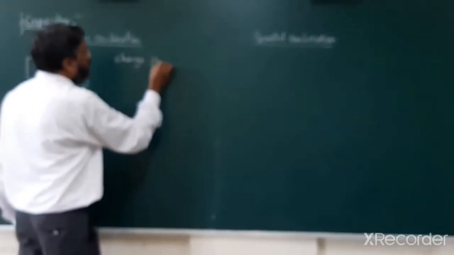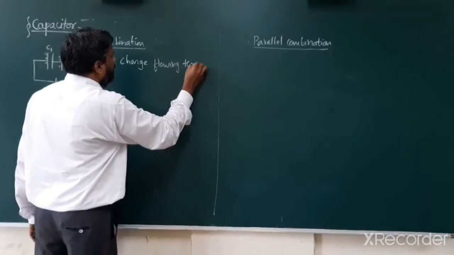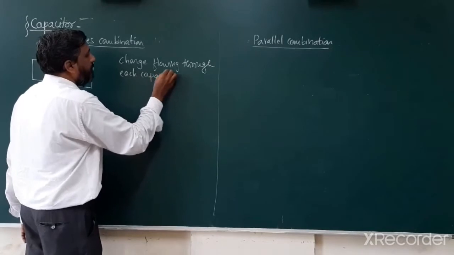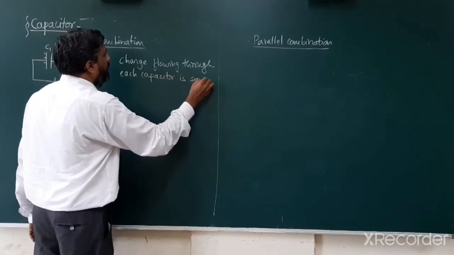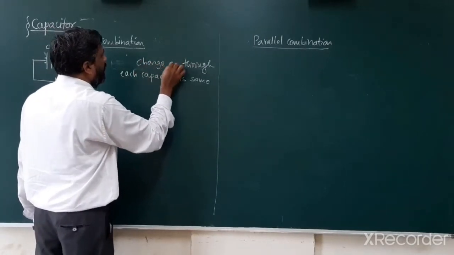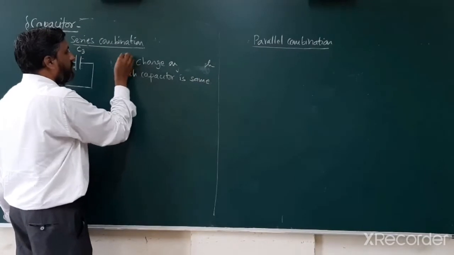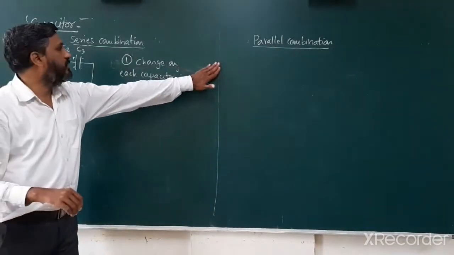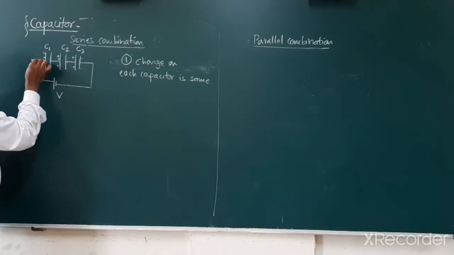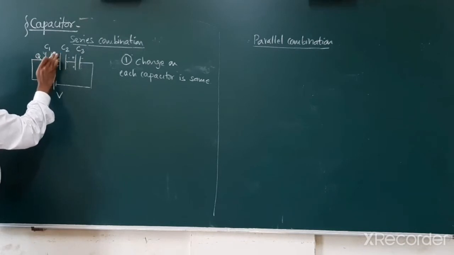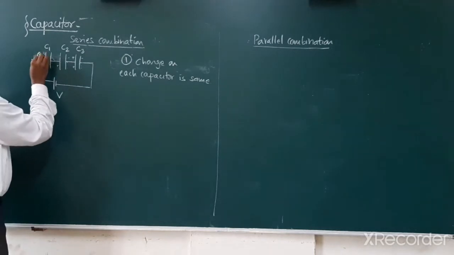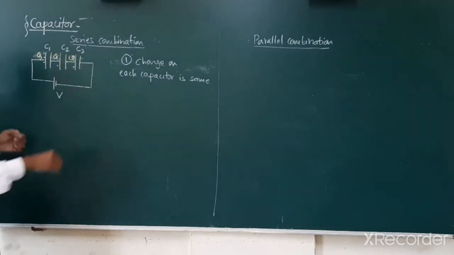Charge flowing through each capacitor is the same, or simply, charge on each capacitor is the same. This is my first point. Charge on each capacitor is the same. So on the first capacitor, charge is Q. Second capacitor, charge is Q. I will draw charge in a different color. So the charge on the first is Q, on the second is also Q, on the third is also Q.